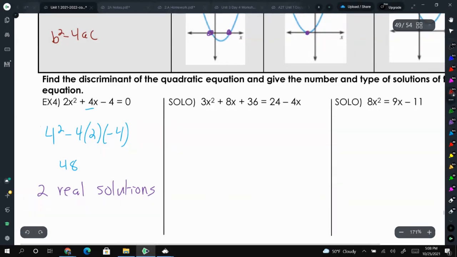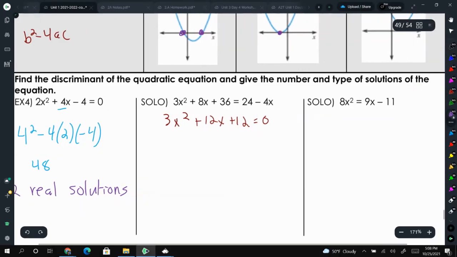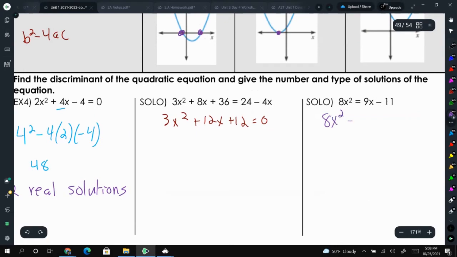Remember, for these over here, you must get everything to one side. So this is going to be 3x squared, and once we add 4x to both sides, plus 12x, subtract 24 from both sides, plus 12, equals 0. And for the solo one here, 8x squared minus 9x plus 11 equals 0. Okay, so go ahead and calculate what the discriminant would be and tell me the number and type of solutions.